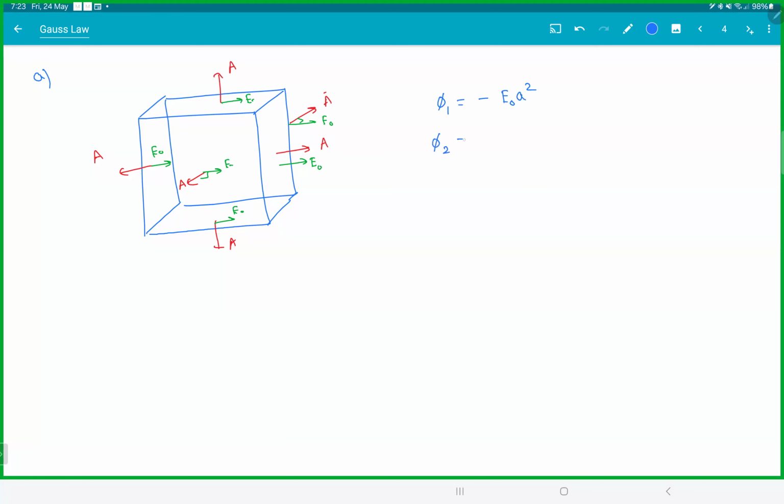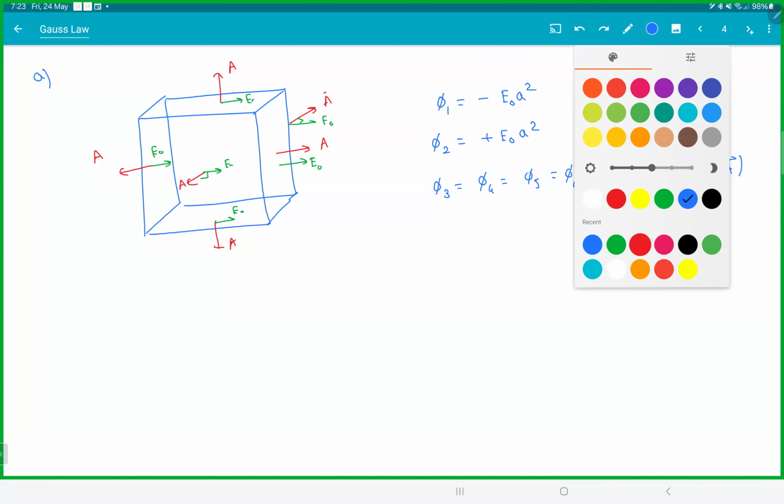Remember, flux is a scalar quantity, but there's a plus and minus sign. Plus E naught A square on the other face. The remaining 4 are perpendicular, so all are 0, since E is perpendicular to the area vector. Easy? And if you see, the total flux will be 0.